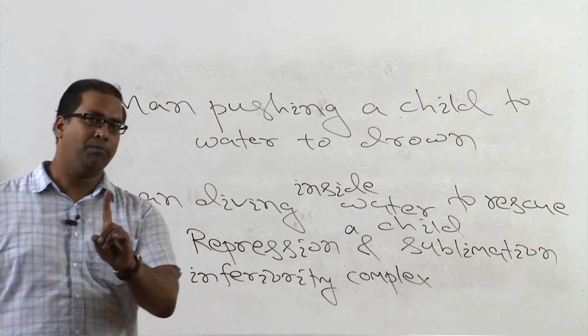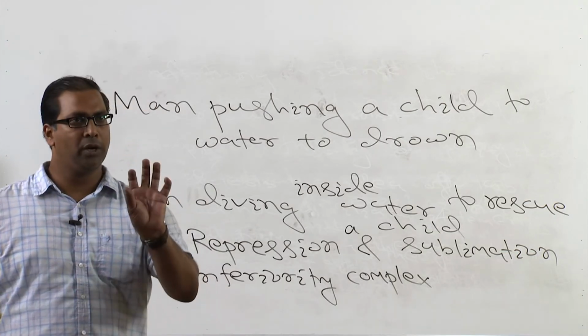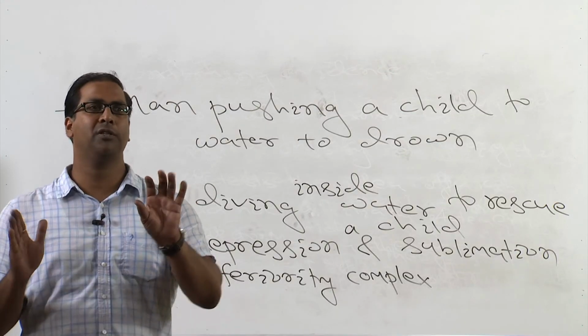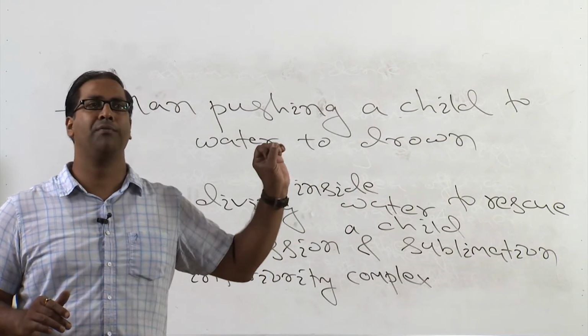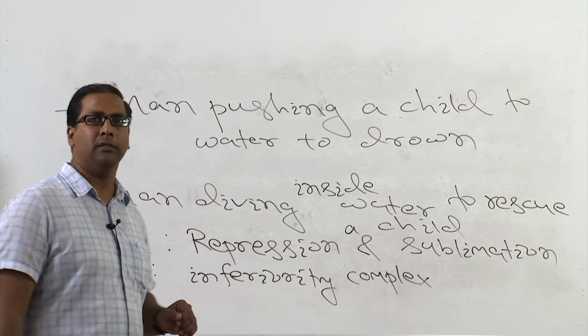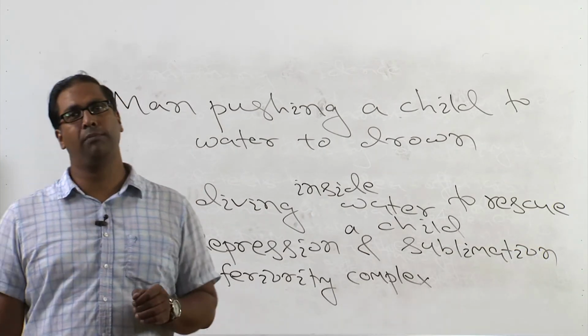So Popper says this is wrong. You are explaining two very different phenomenon, two opposite phenomenon with the help of a single theory of repression and sublimation. Same holds true for Adler and his theory of inferiority complex.